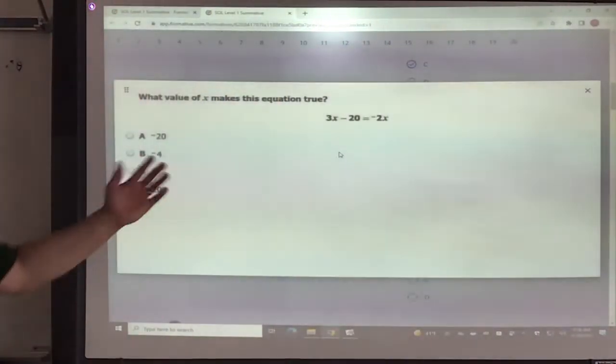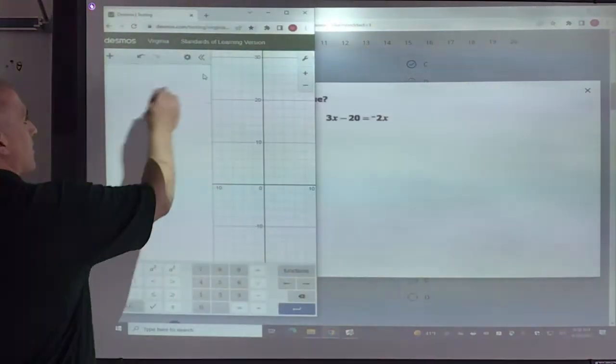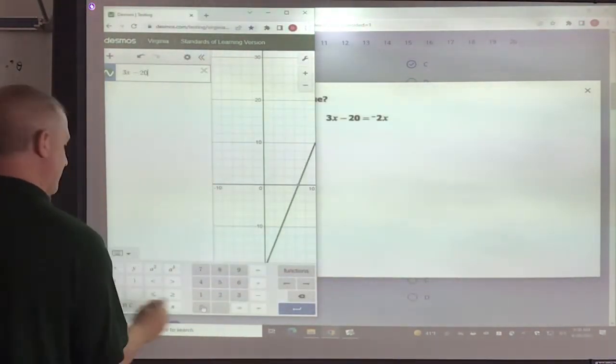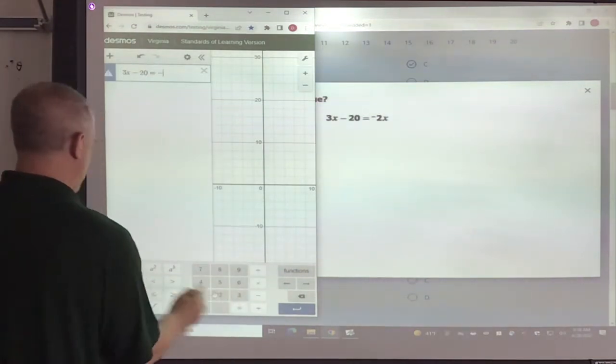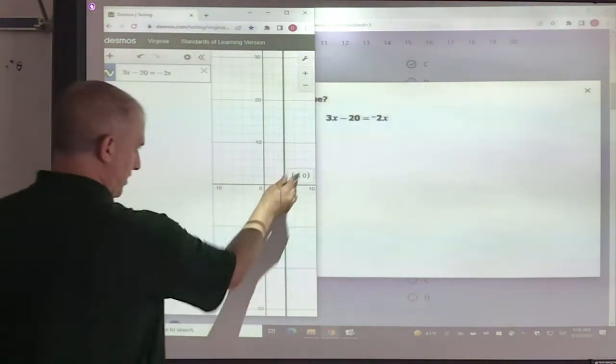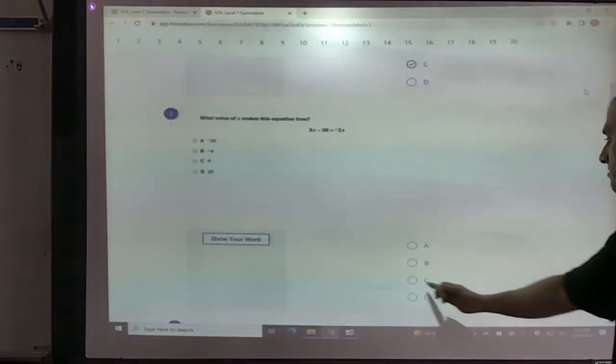Okay, all right, solving equations. Anytime you have a solving equation question, what I want to do is graph that in Desmos. 3x minus 20 equals -2x. Okay? All right? And I look at where does it cross the x-axis? It crosses at 4. All right? So that would be answer C as well.